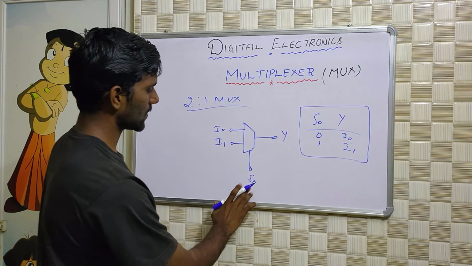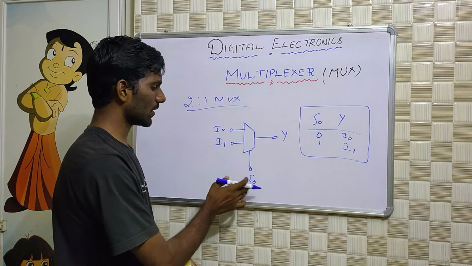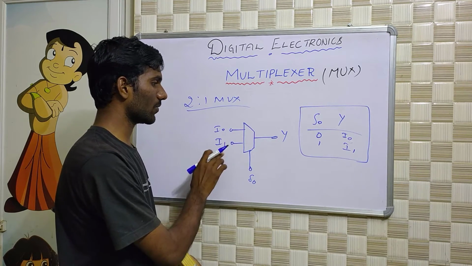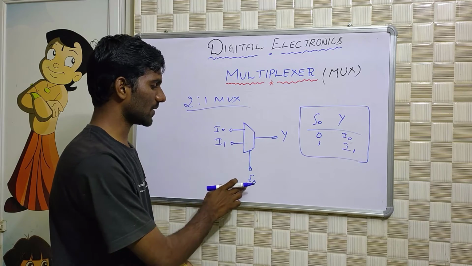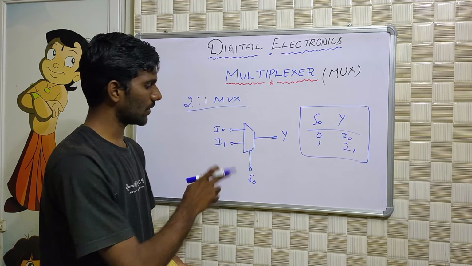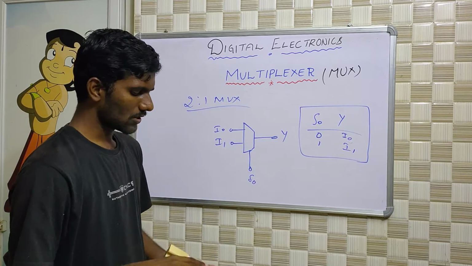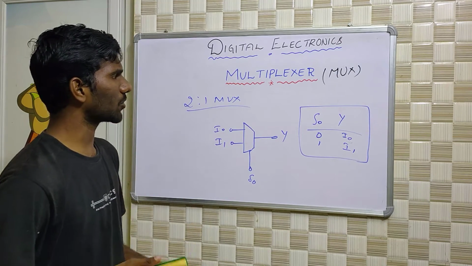If S0 is equal to 0, I0 will be the output. If S0 is equal to 1, I1 will be the output. If it is 0, I0 means the output. If it is 1, I1 means the output. So this is a brief introduction about multiplexer.